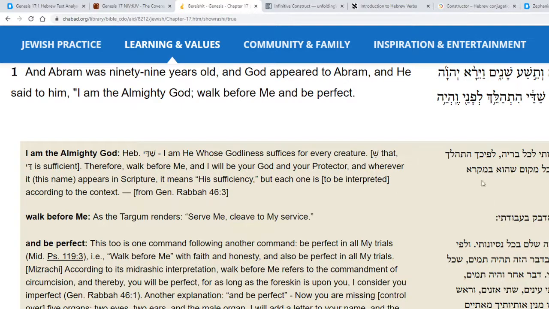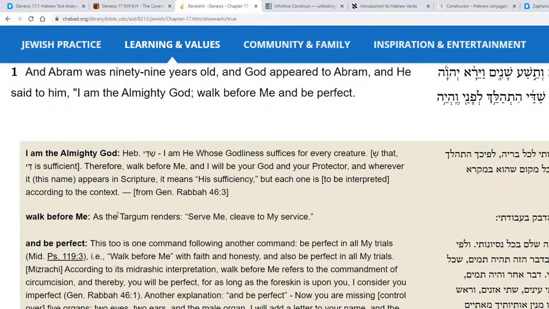Let's take a look at the Rashis on this verse. Rashi is explaining El Shaddai. I think this is the first time we've had that. He's explaining, I am He whose godliness suffices for every creature. So he's explaining the word Shaddai. That is enough. That's interesting. I must have known that before. I've studied all these Rashis before, but what can I tell you, I'm getting old. Therefore, walk before me, and I will be your God and your protector. Wherever this name appears in Scripture, it means His sufficiency, but each one is to be interpreted according to the context. Chabad is nice enough to tell us that this is from Genesis Rabbah, which is one of the Midrashim, and where that is.